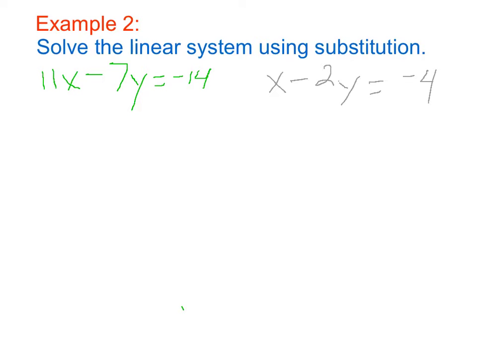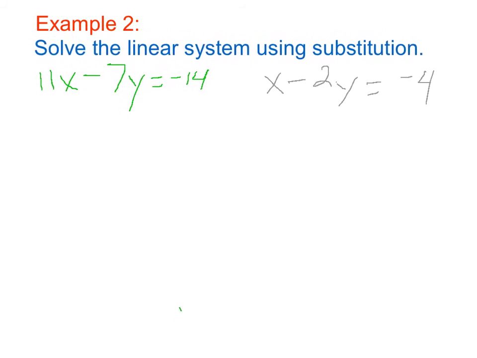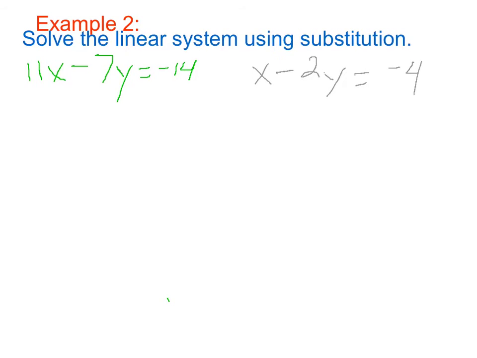Okay, looking at this second example here, again continuing with solving linear systems using substitution. In the first equation in green, we got 11x minus 7y equals negative 14. The coefficients in front of the variables are not 1. And look at the one in gray, we have x minus 2y equals negative 4. I see that the x has a coefficient of 1, so I'm going to rewrite this equation in gray to get the x by itself.